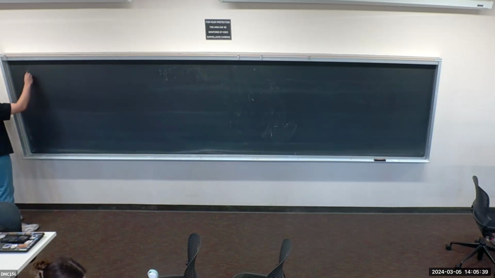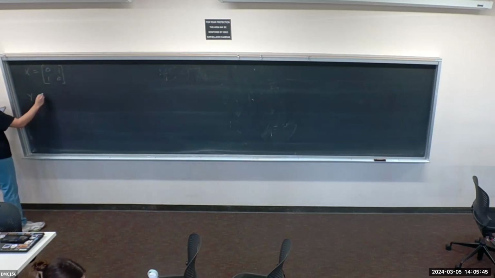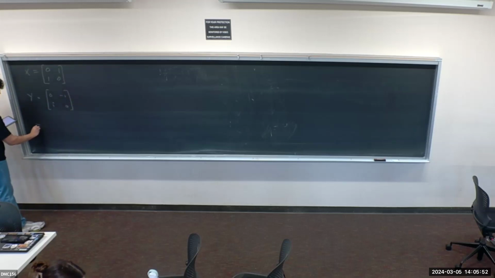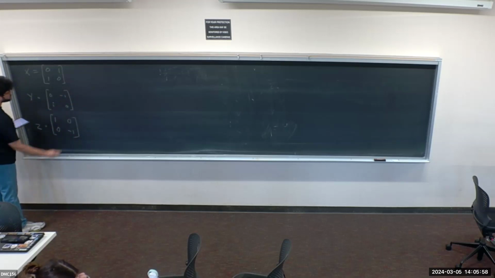So the X Pauli operator is 0, 1, 1, 0. Y Pauli operator is 0, minus i, i, 0. And the Z Pauli operator is 1, 0, 0, minus 1.